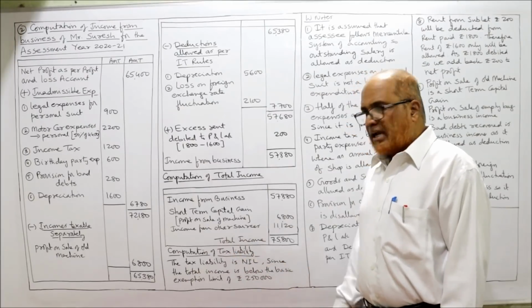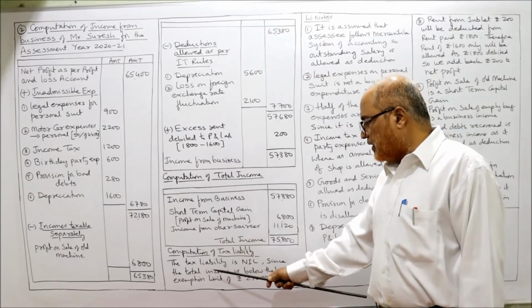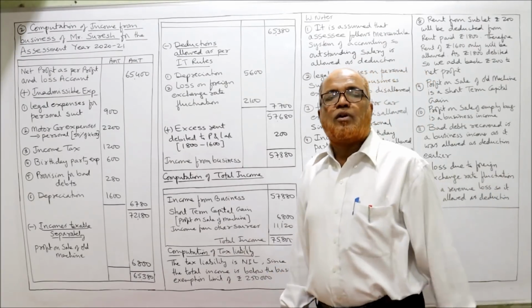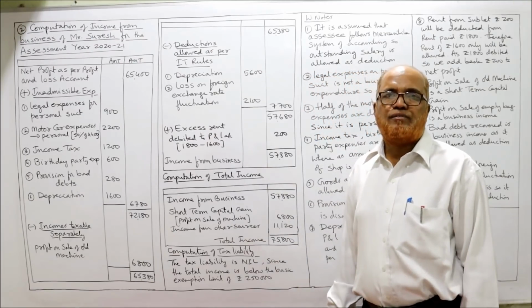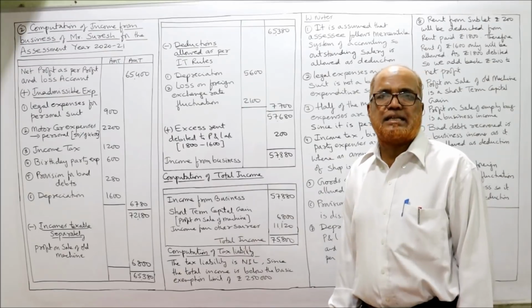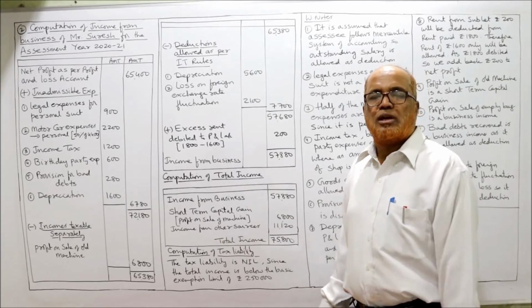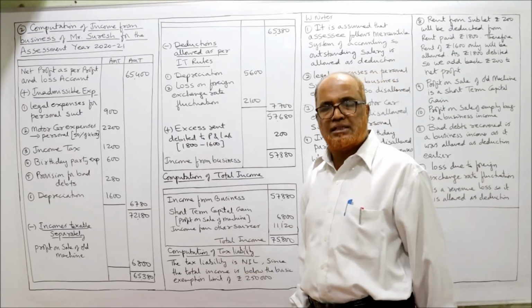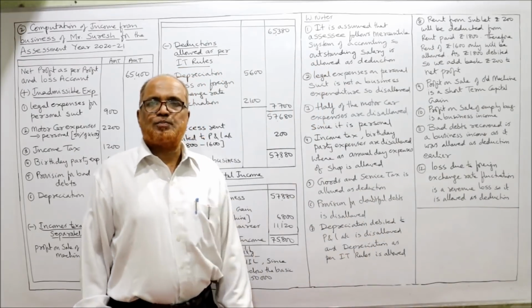Now computation of tax liability. The tax liability is nil because the total income is below the basic exemption limit of 2,50,000. For individuals, the basic exemption limit is 2,50,000 for non-senior citizen. Assuming that SSC is a non-senior, so basic exemption limit 2,50,000. The income is below 2,50,000, so tax liability is nil. This is the complete solution of this problem.